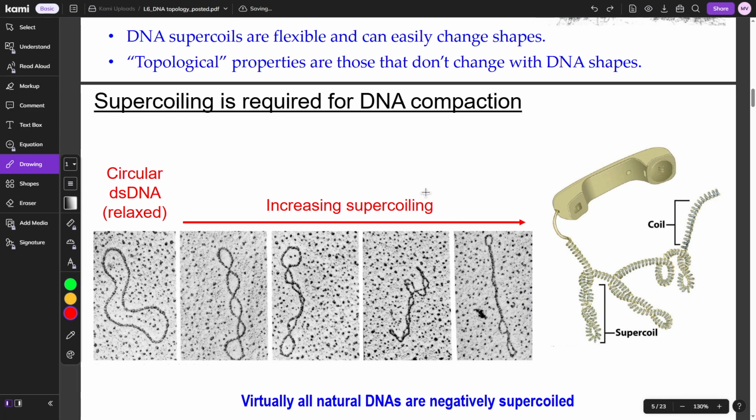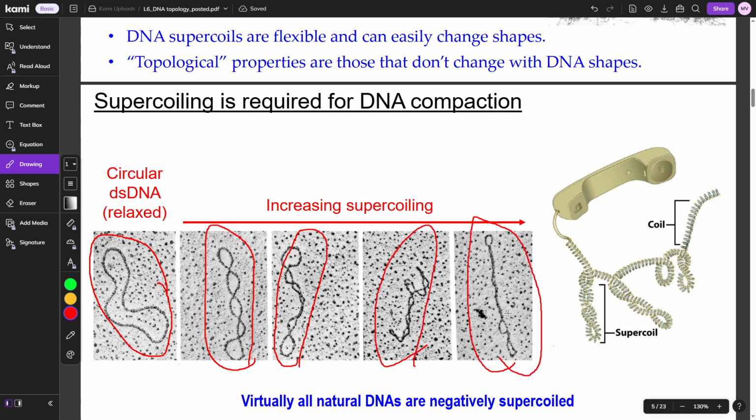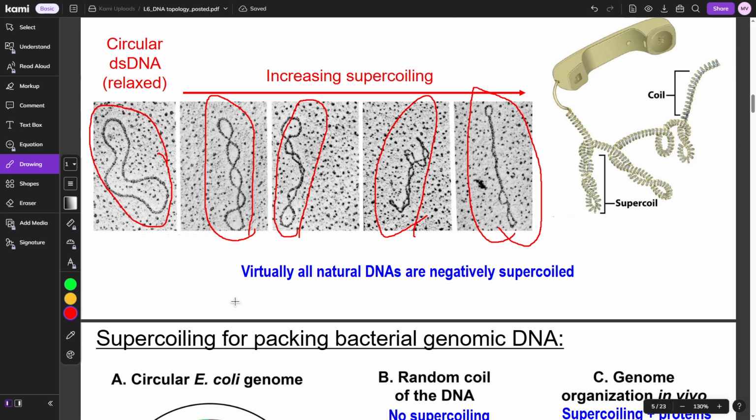Like I said before, supercoiling is required to make DNA compact. You can see, right here on the left side, this is a very loose piece of DNA, but as we start to twist it on itself, you can see it becomes more and more compact, and now it looks like a straight line. And so when we say that all DNA is naturally negatively supercoiled, I believe that means that it's supercoiled to the left.